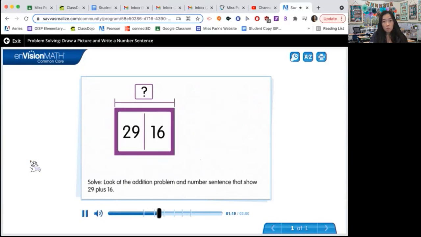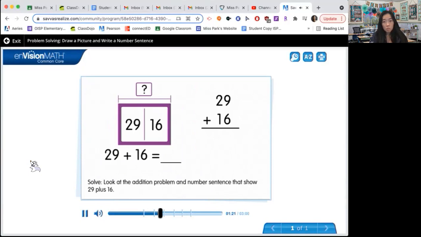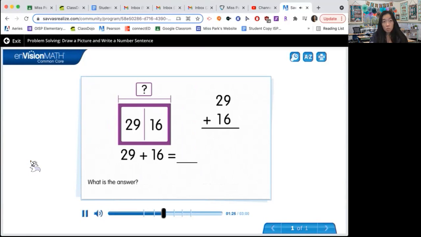Solve. Look at the addition problem and number sentence that show 29 plus 16. What is the answer? The answer is 45. The dotted 1 in the addition problem shows that you had to regroup to add. How can you record the answer in the part-whole mat? You can write 45 at the top of the part-whole mat because it's the whole.